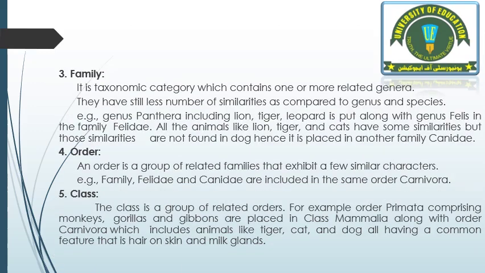Number 3 taxonomic category is family. Family is a taxonomic category which contains one or more related genera. They have still fewer similarities as compared to genus and species. As we go upward in the taxonomic categories, as I told you in the previous slides, when we move upward from the species level, we will have fewer similarities and more diversification. For example, genus Panthera, including lion, tiger, leopard, is put along with genus Felis in the family Felidae. All the animals like lion, tiger, and cats have some similarities, but those similarities are not found in dog. Hence, it is placed in another family, Canidae.